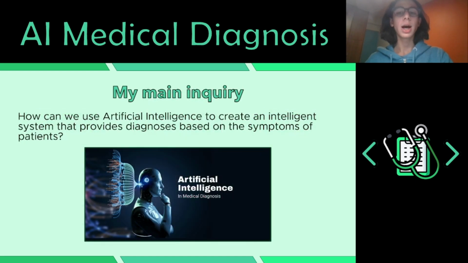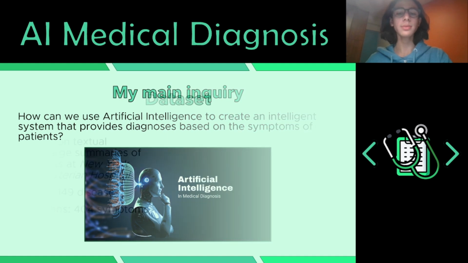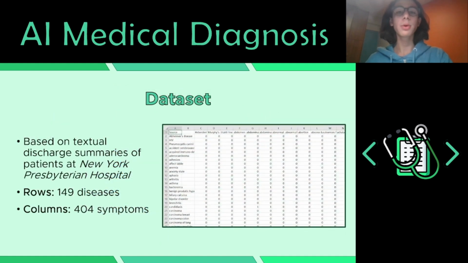Throughout this project, I investigated how we can use artificial intelligence to create an intelligent system that provides diagnosis based on the symptoms of patients. The dataset I used for my project is based on the discharge summaries of patients at New York Presbyterian Hospital. It contains 149 rows, which correspond to the different diseases my project takes into consideration, as well as 404 distinct symptoms. Each disease is represented by an asymmetric binary vector.